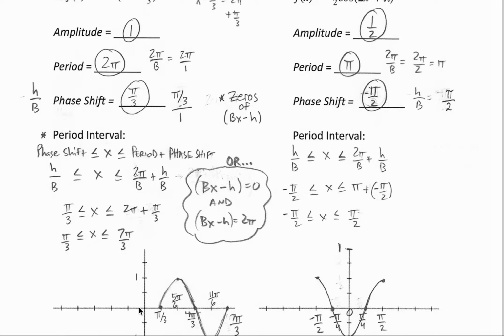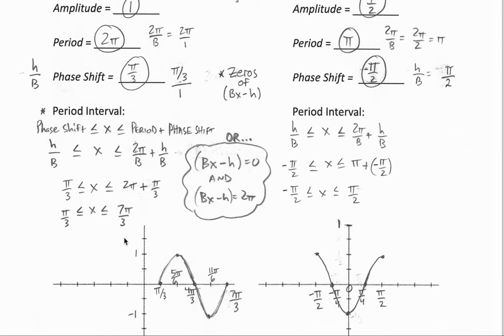So if we shifted right at the starting point pi over 3 units, then we must have to shift our ending point right pi over 3 units. So knowing that our period length is 2 pi, and shifting that an extra pi over 3, 2 pi plus pi over 3 gives us 7 pi over 3. If I want to get common denominators here, 2 is the same as 6/3, so 6/3 plus 1/3 is 7/3 pi.